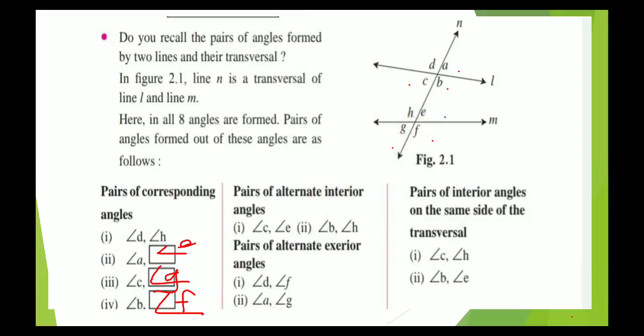Now let us learn pairs of alternate exterior angles. That is angle D and angle F, angle A and angle G. Now let us see the pairs of interior angles on the same side of the transversal, that is angle C and angle H. Okay, it will be the C shape. Now angle B and angle E. Okay, we have revised it.